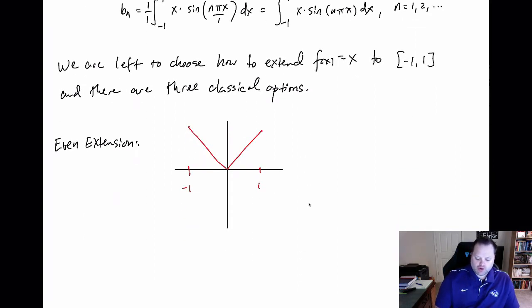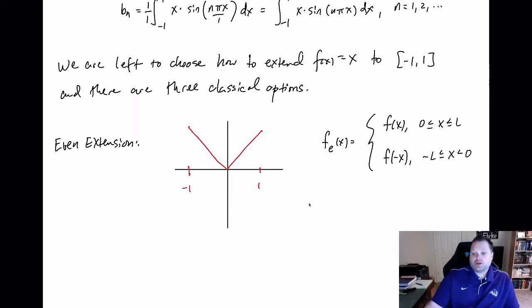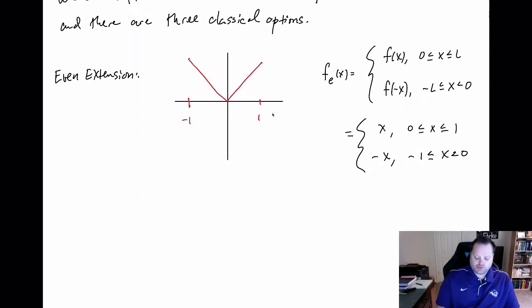And remember the way that this works, the even extension of a function is f of x on, let's say, the interval from 0 to L, and it's f of negative x on the interval from minus L to 0. So this is the even function, which means that we'd be looking at the function x from 0 to 1, and we would be looking at negative x on the interval from minus 1 to 0. So this is what the even extension of this function would be.